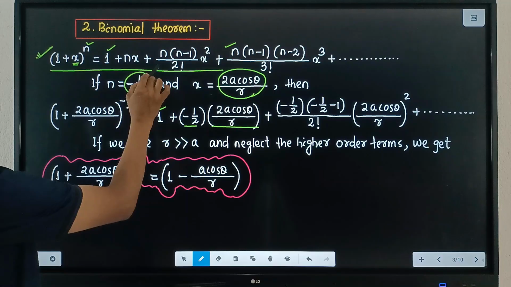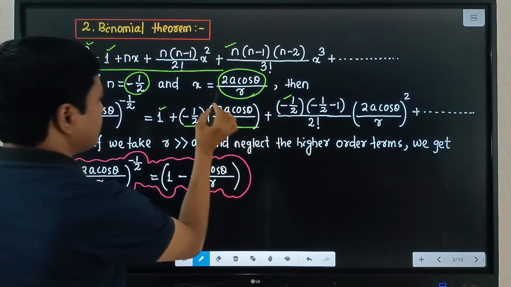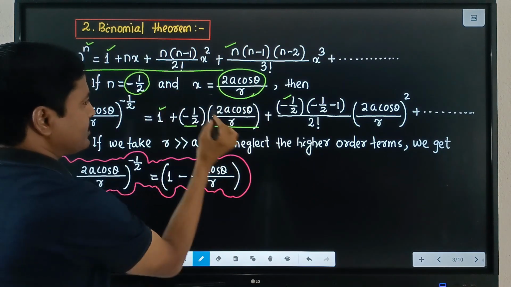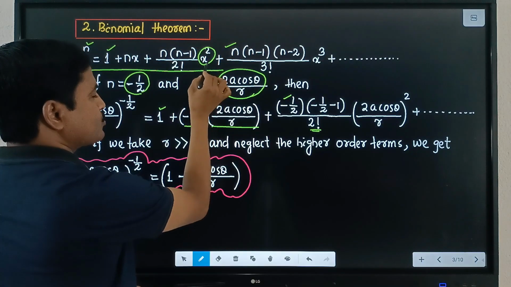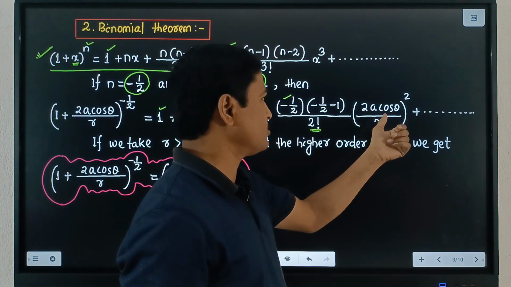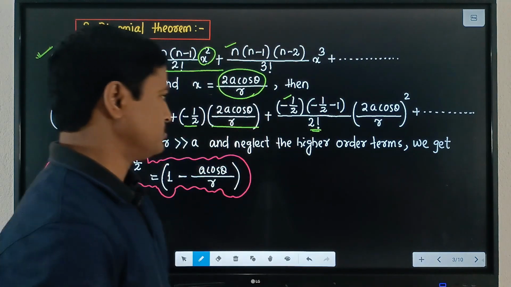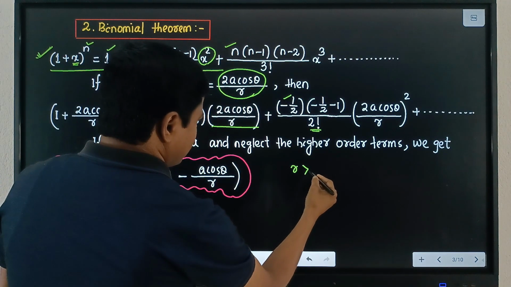Next, the third term is there. This one is the third term. In place of n, we write minus half. n minus 1 means we write minus half minus 1, divided by 2 factorial, multiplied by x square, where we write twice a cos theta divided by r whole square. Clear? Suppose we take r is greater than a.